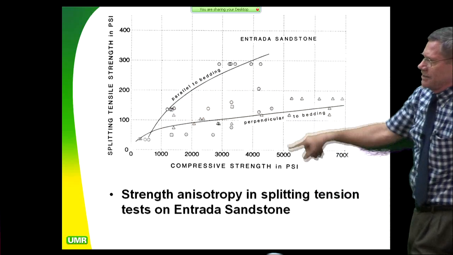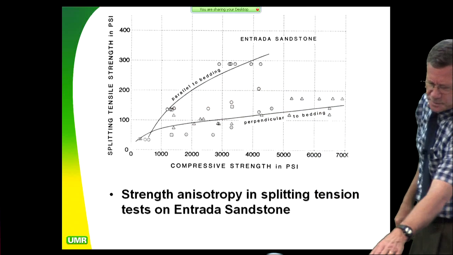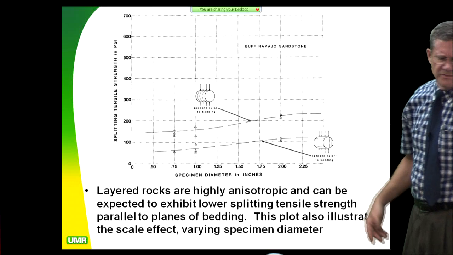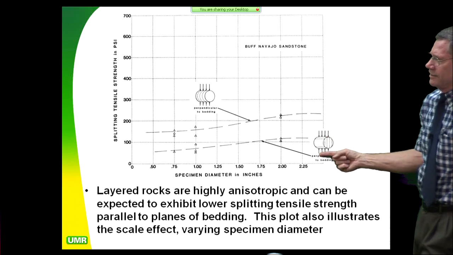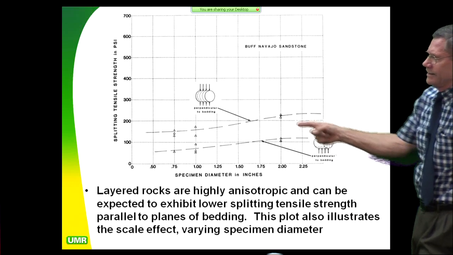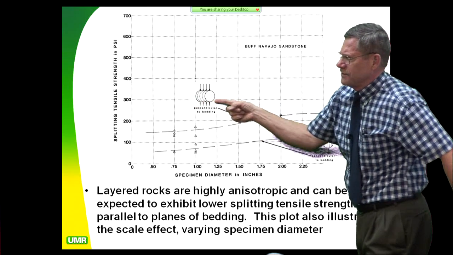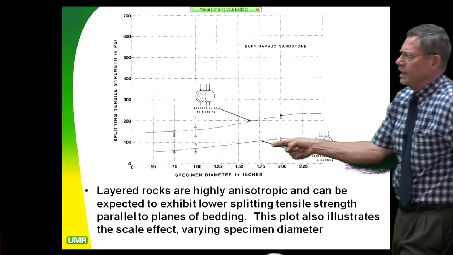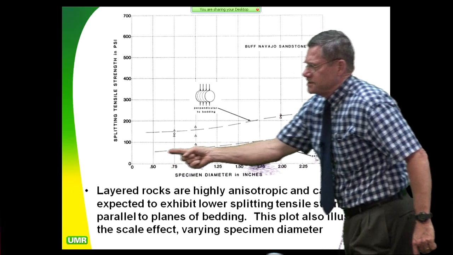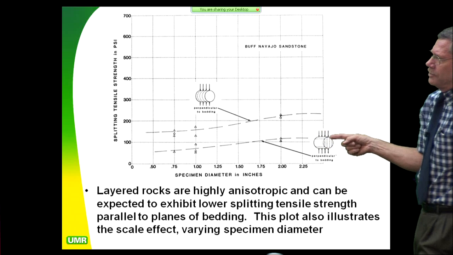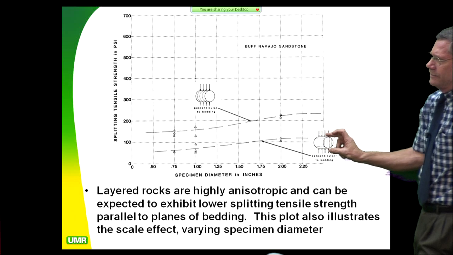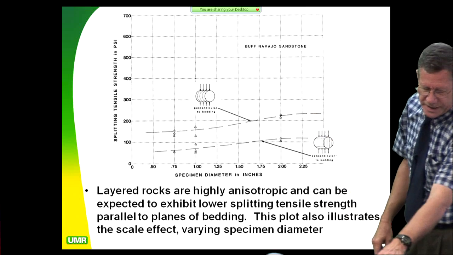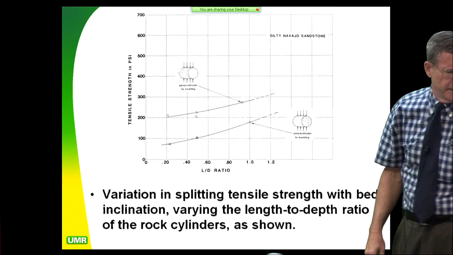So strength and anisotropy really exist in splitting tension. That shouldn't surprise us. And then here, I have two different definitions for perpendicular. One along the bedding like this, and one transverse like that. And of course, this one, as you'd expect, has much, much lower tensile strength. So this is the worst condition for low tensile strength, being perpendicular to the bedding right along the beds, loading in the same plane.